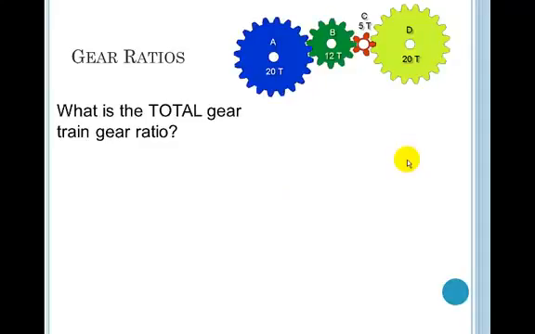So what's the total gear ratio of that train? We multiply the individual gear ratios together. We do 0.6 times 0.42 times 4 over 1. And that works out to be 1 over 1.